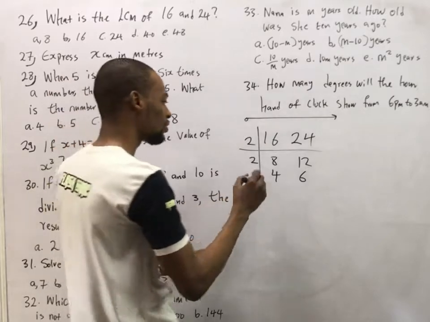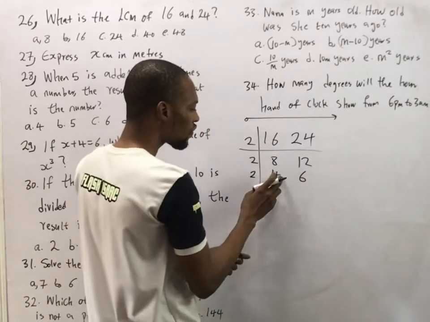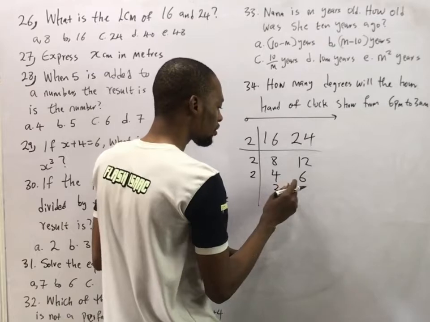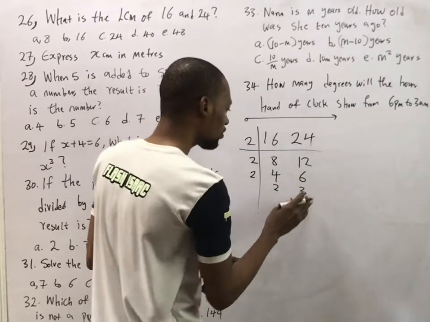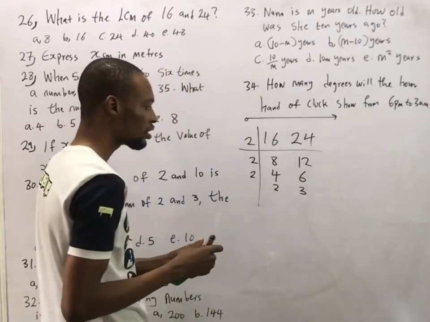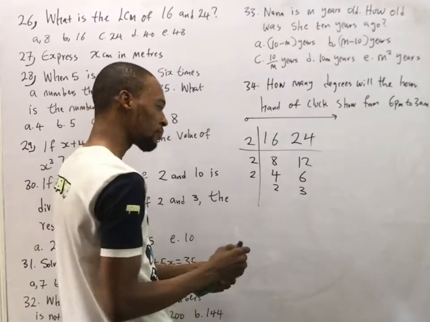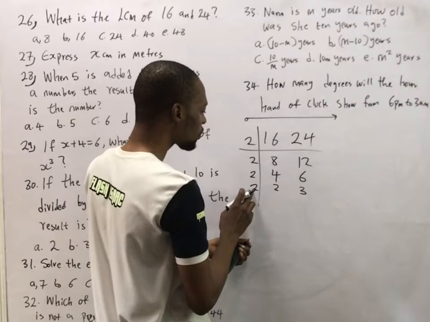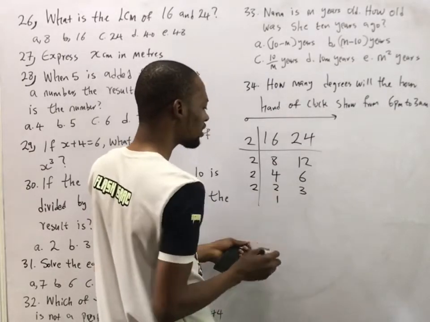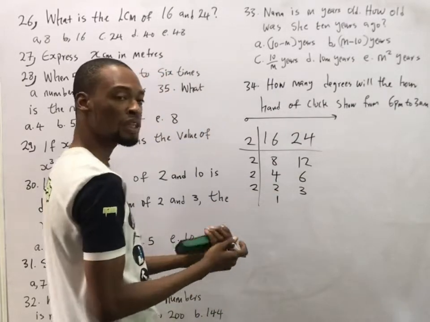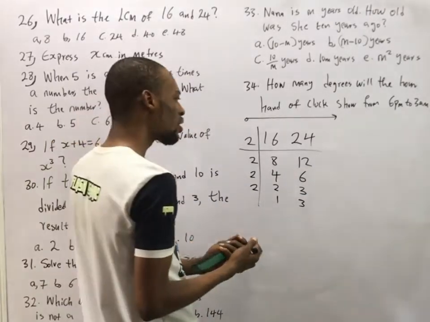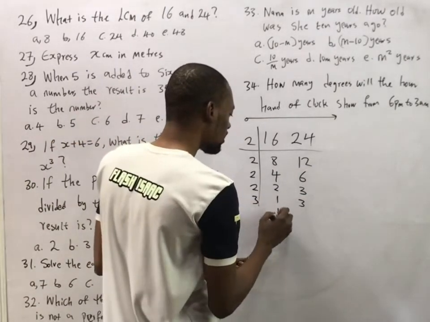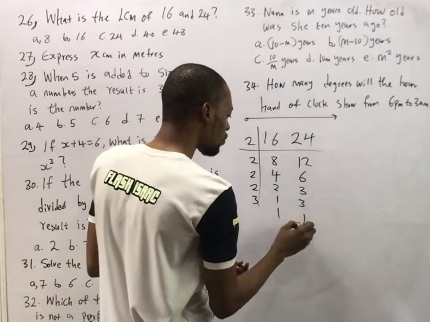2 can still go. We put 2 here. 4 divided by 2 is 2. 6 divided by 2 is 3. 2 can still go into at least one of them. So we put 2. 2 divided by 2 is 1. Then 3 divided by 2, there will be remainder. So we just leave the 3 that way. The next thing that can go is 3. Here remains 1. 3 divided by 3 is 1.